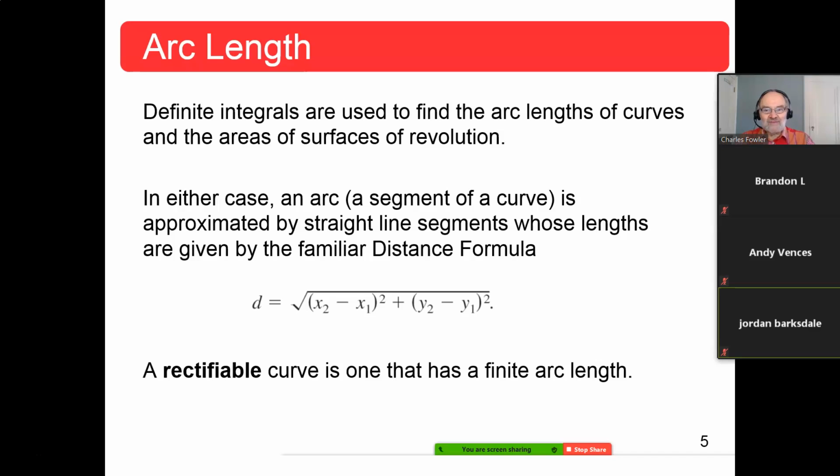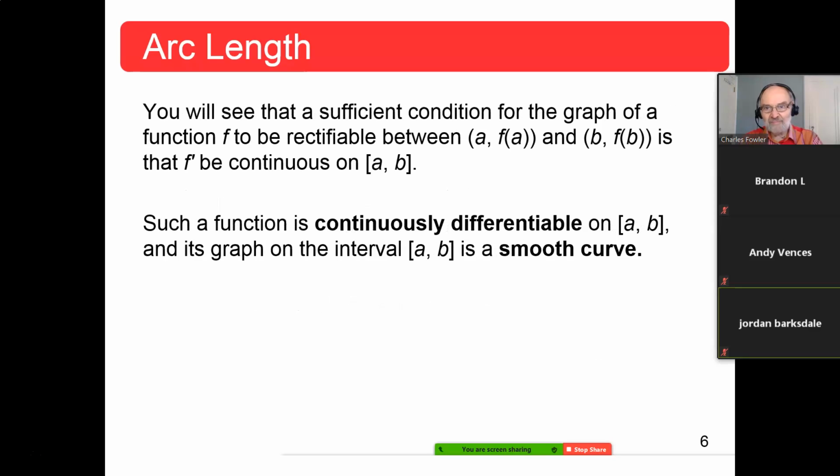Now, a rectifiable, boy, what a word there, curve, is one that has a finite arc length. Okay, now what do we mean by that? It can't be going to infinity. Sort of like a tangent function at pi halves, just keeps going and going and going. That's not rectifiable. That doesn't have a finite arc length because it keeps going forever. So it needs to be something that has a finite arc length. Okay, that's called a rectifiable curve.